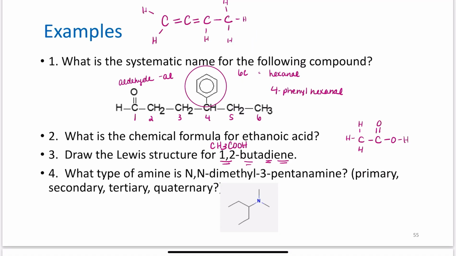What type of amine is N,N-dimethyl-3-pentanamine? Don't worry about the N,N yet. You guys learned that in organic. I don't care about that here. It's not the focus of this class. But is this primary, secondary, tertiary, or quaternary? Primary means it's only attached to 1 carbon atom. Secondary means it's attached to 2 carbon atoms. Tertiary means it's attached to 3 carbon atoms. And quaternary means it's attached to 4. So let's look. I got 1, 2, 3. Tertiary.